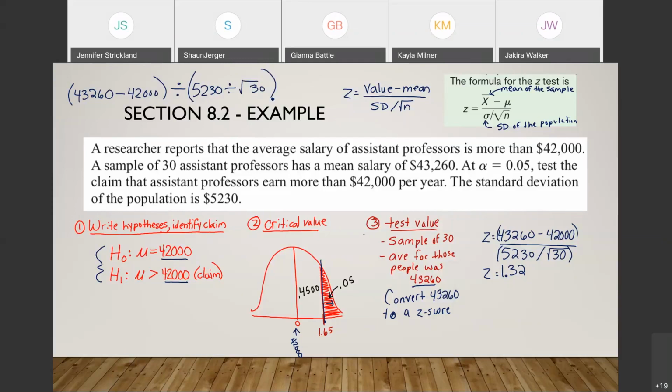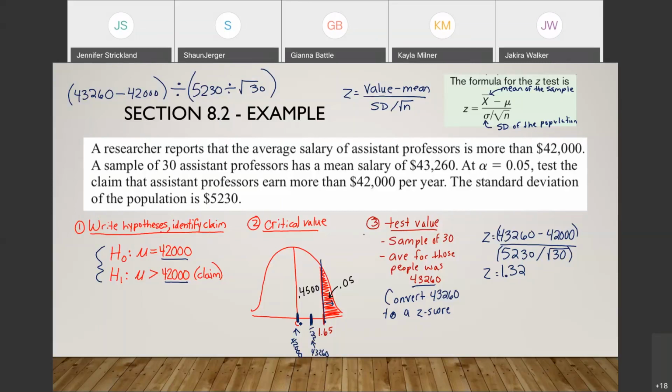All right, so what I'm going to do now is take that 1.32 and mark it off on the curve. So where is 1.32 on my curve? Is it going to be to the left or the right of 1.65? Left. Okay, so 1.32 is here. Remember that that's your other average, the 43,260. There's one average, there's the other one, two blue marks.